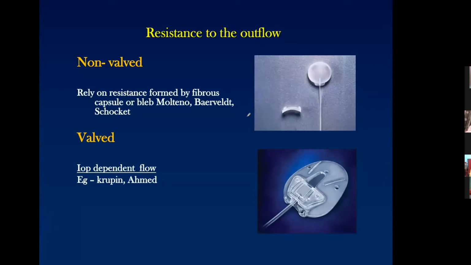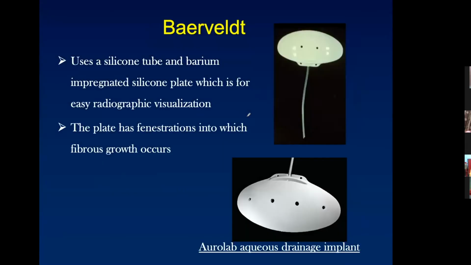Non-valve implants don't have any valves, so they offer resistance by the fibrous capsule which is formed over the bleb. And valve implants have an intrinsic valve system. So if the pressure is less, then the valve is closed, so the flow of aqueous is blocked, so the drop of IOP is less. So the chances of hypotony are less in a valve implant. This is a typical valve implant, and Aurolab has developed an implant which is similar to this. This is also a non-valve implant. So this is developed by Aurolab, which has fenestrations here.